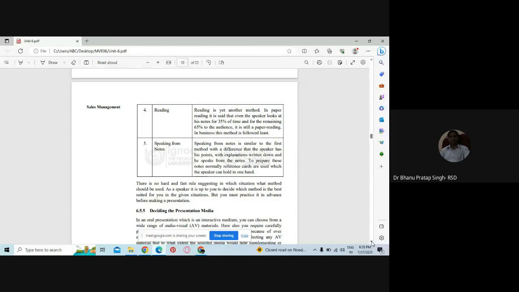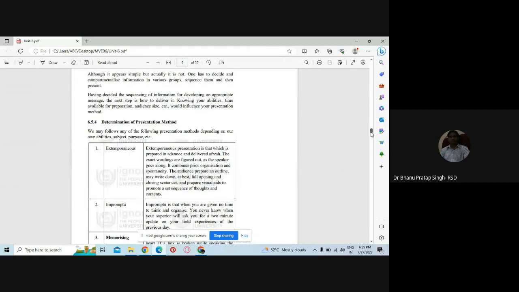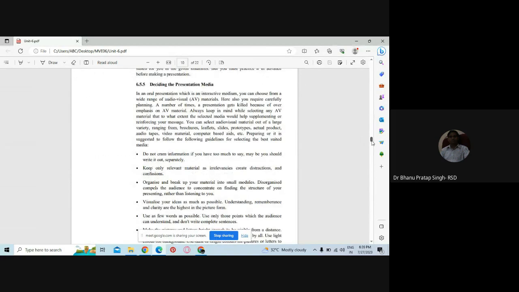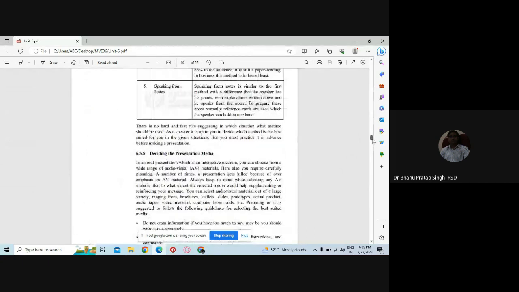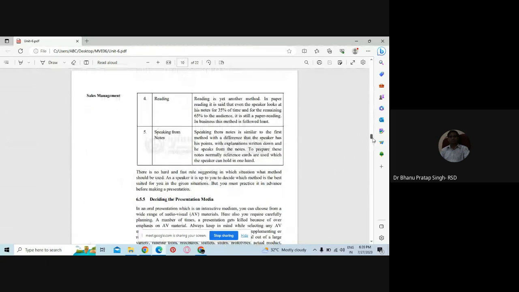Speaking from notes: there are some presentations which are based on notes. Notes means small information on different pages, or very cryptic. So a speaker who is using notes is just like the first presentation, the extemporaneous one, because he speaks about the product as per the knowledge, whatever he has written, whatever he has learned, whatever he has understood.